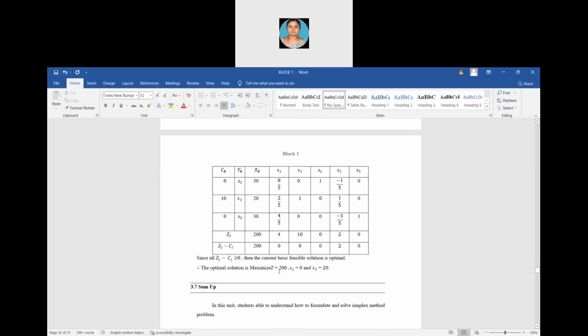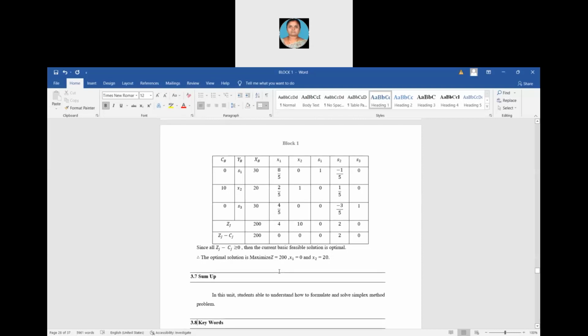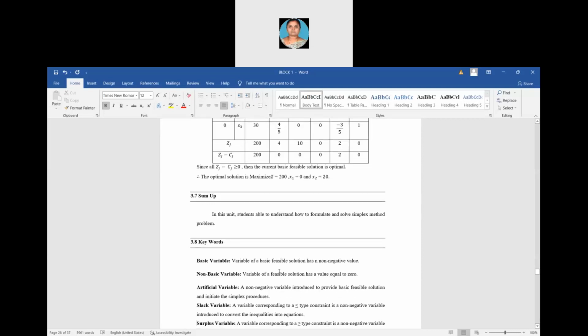Therefore we can complete the solution for our given LPP, the linear programming problem. Next is the overall summary for this unit: students can understand how to formulate and solve simplex method problems.